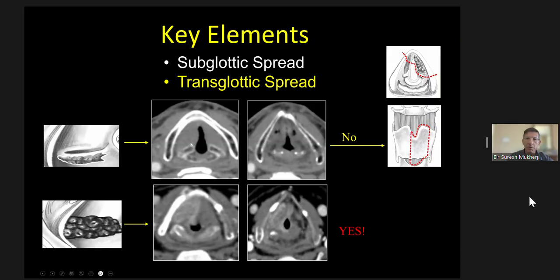So there's no tumor extending up along the false vocal cord. So there is no evidence of transglottic spread. As a result, this patient could undergo some type of partial laryngectomy at the true vocal cords. This is what we refer to as a hemilaryngectomy.